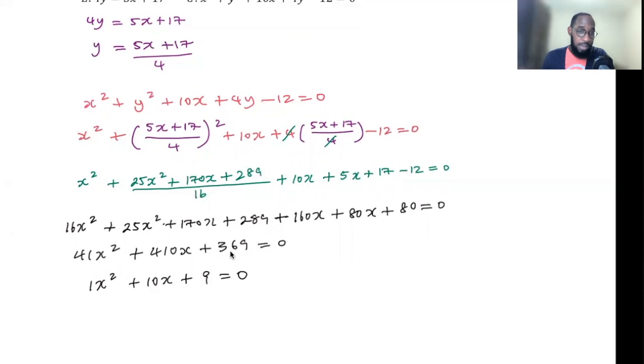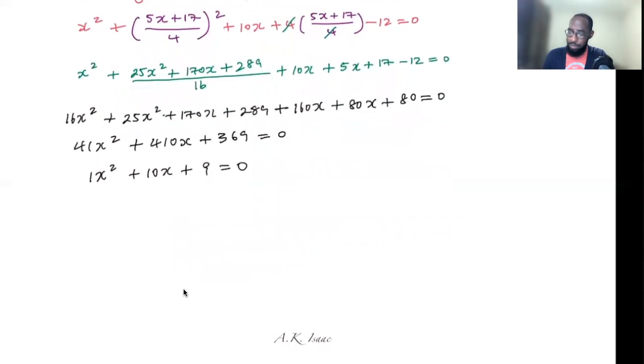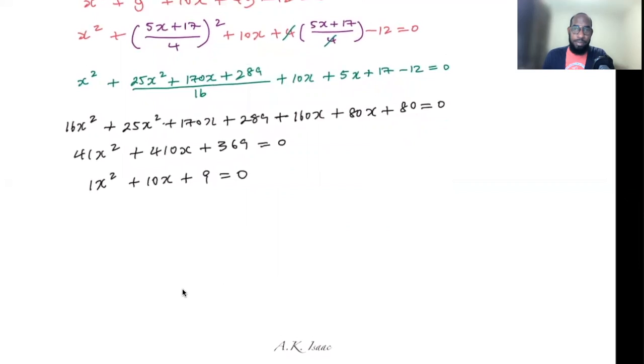Do not try to work with this. Always try to simplify to its lowest term. Right? Use HCF to see what's the highest number that could go into all of these numbers to make your life easier. All right. The question's already challenging by itself, so make your life easier when you can.